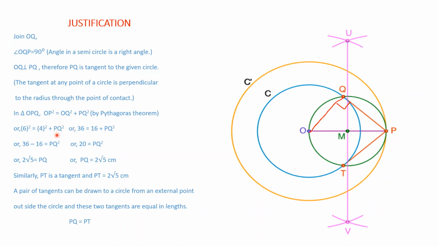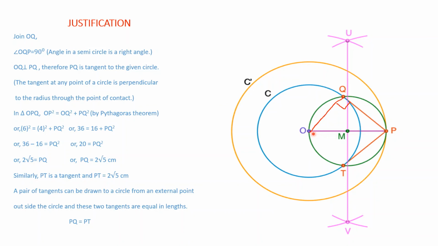So 6 square, 36, equals 16 plus PQ square. Transposing 16 to the left hand side, it is 36 minus 16, that is 20. 20 equals PQ square. Now we have to take the square root of 20. The square root of 20 is the square root of 4 into 5, and the square root of 4, which is 2, you can take outside. So 2 root 5 equals PQ. So the length of PQ is 2 root 5.